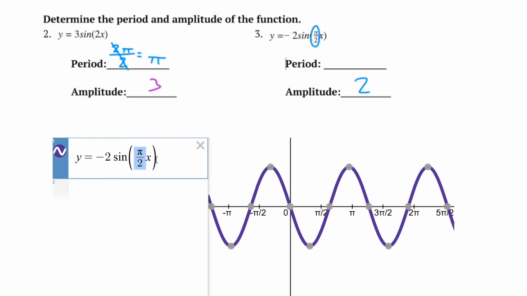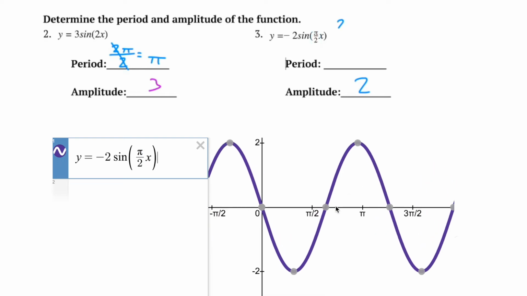Now it's kind of weird that the b value has a pi in it, but that's just going to make the period like a whole number value, so let's see what happens. We said it was 2 pi divided by b to figure out the period, so we'll say 2 pi divided by pi over 2, and dividing by a fraction is like multiplying by the reciprocal, so I'll think of this as 2 pi times the reciprocal, which would be 2 over pi.